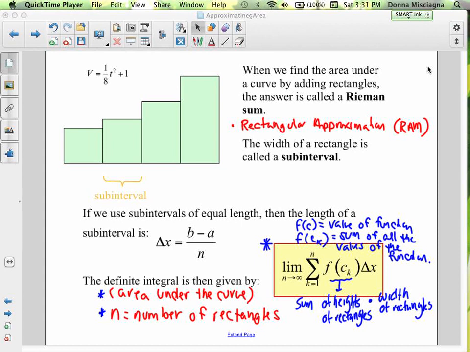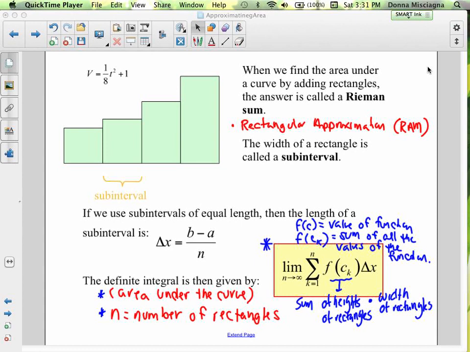Welcome back. So we're just going to look at a few examples with numbers because there were no numbers in those other ones. We can find the area under a curve by adding rectangles, and the answer is called either a Riemann sum or a rectangular approximation method. Either of them is used interchangeably, so just know it means the same thing. We're approximating the area using rectangles.